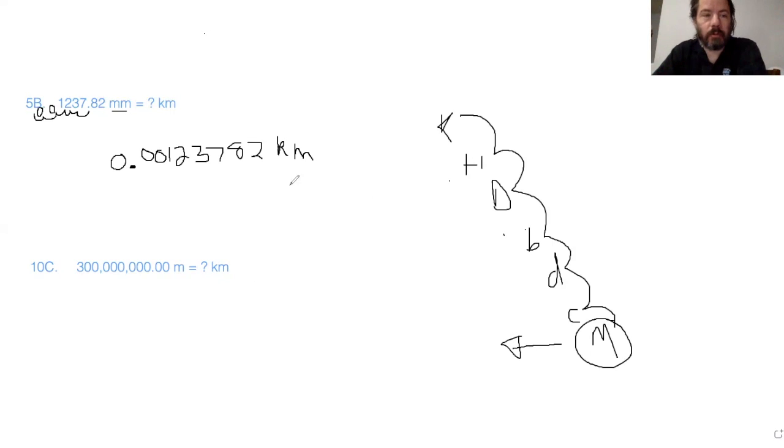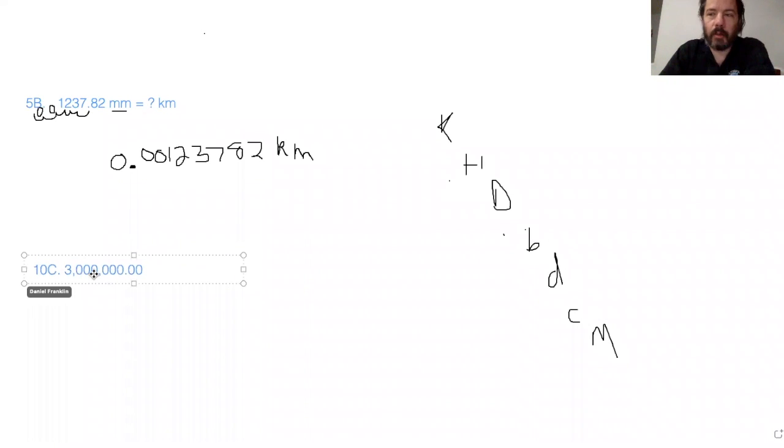Okay, so recap. We started at millimeters. We have 1,237.82 millimeters, and we're seeing how many kilometers that is. 1,000 sounds like a big number, but we're talking little bitty tiny lines, and it's a very tiny amount of a kilometer. It's 1,000th of a kilometer. All right, let's do the next one. Now we got the right number.